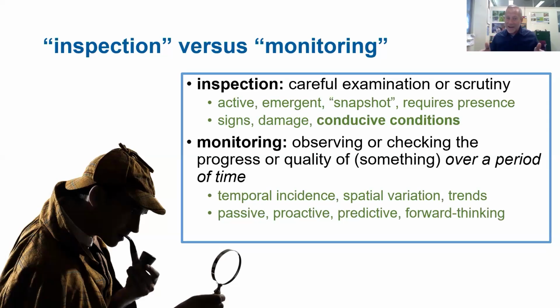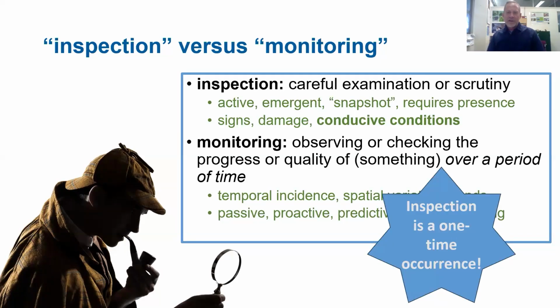So maybe you don't have a pest problem at your site, but you want to detect any potential problem as soon as possible. So you're being proactive. You are actually deploying some monitoring device before you have a problem. And so this is very forward thinking. One way to think about this is inspection is a one-time occurrence, whereas monitoring is more like a series of inspections.